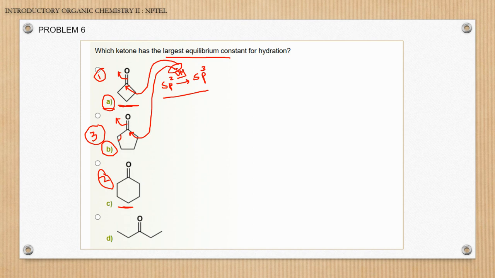Yes, ma'am. Okay. So, if it is clear, then we can say the largest equilibrium constant for hydration will be of which option? Largest equilibrium constant means the nucleophile will add readily on that. So, we have seen that option number A has the facile attack of the nucleophile. So we can say the largest equilibrium constant for hydration will be of option number A.